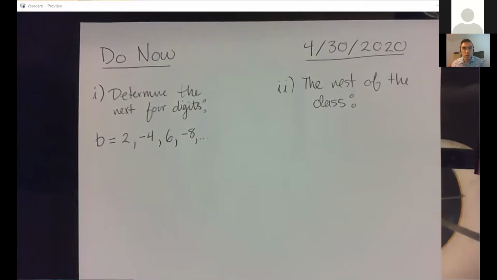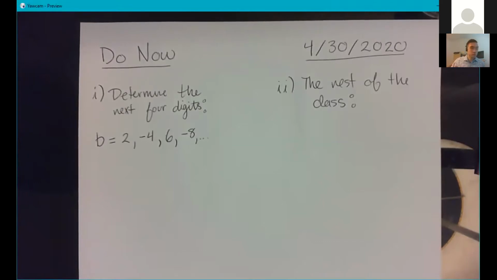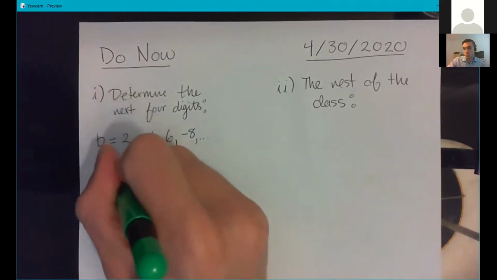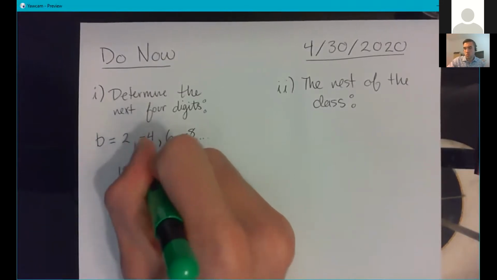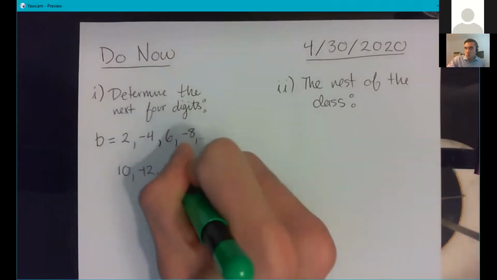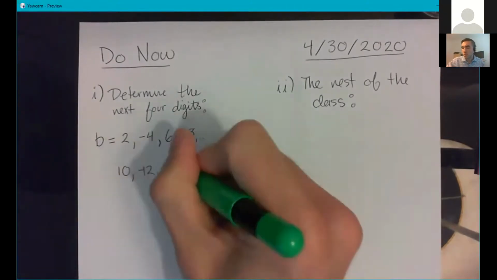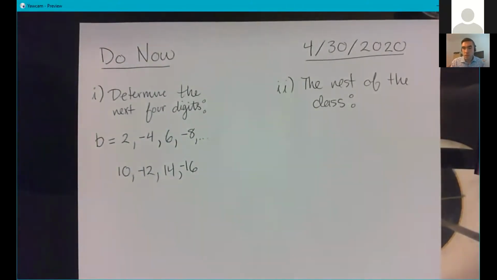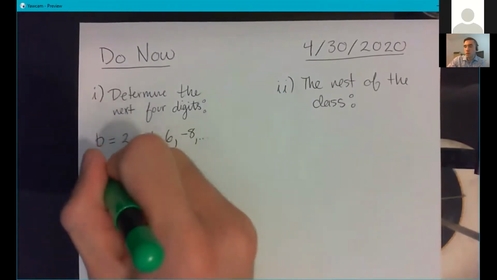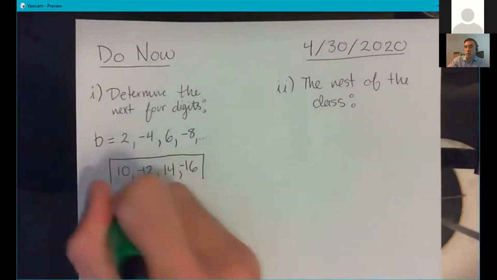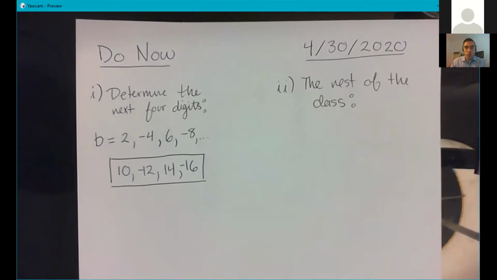So could I have a volunteer take a crack at what are the next 4 digits? 10, -12, 14, and -16. Okay, yeah, so that's the correct answer. This one's pretty unambiguous just because there are 4 digits to start off with. So this is the answer. I hope y'all remember doing this or something very close to this back when we were in geometry.